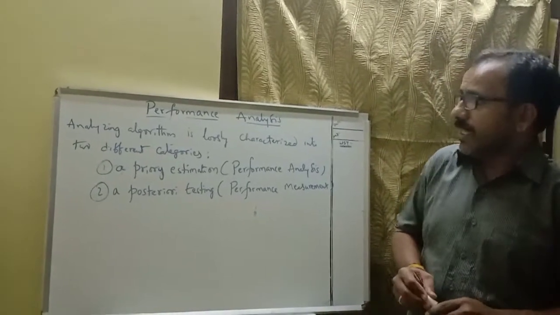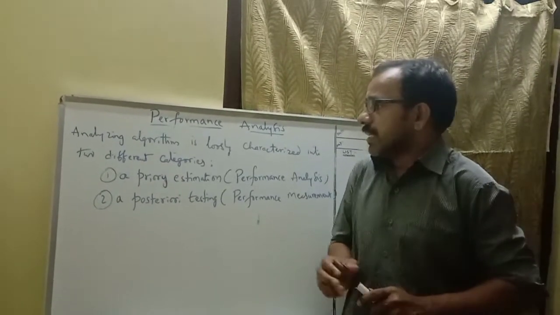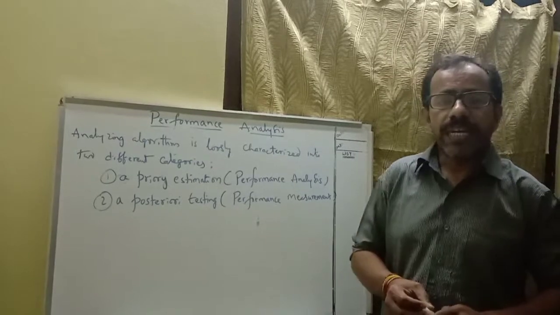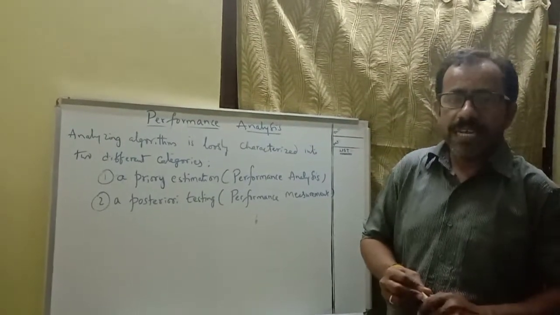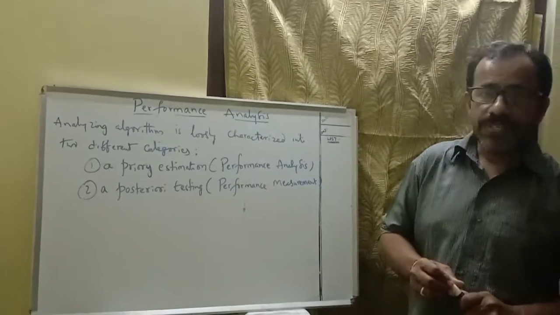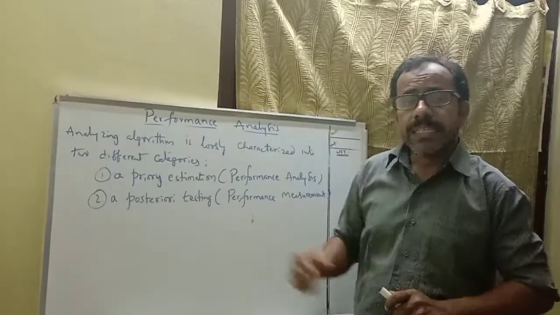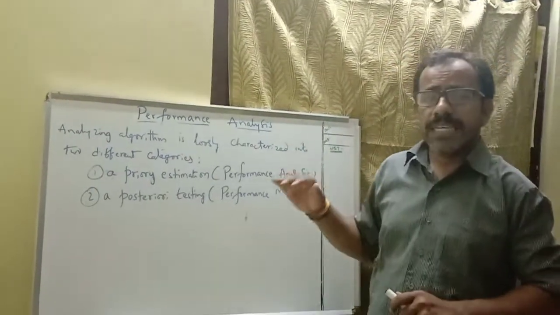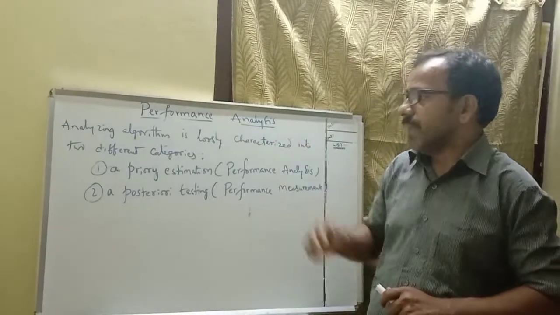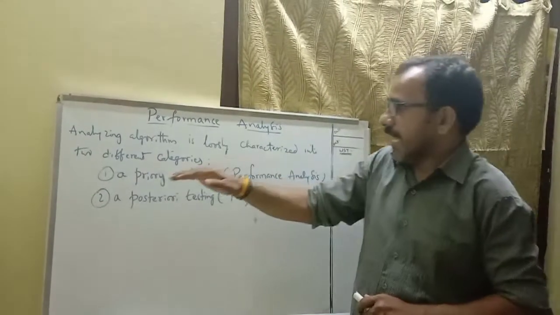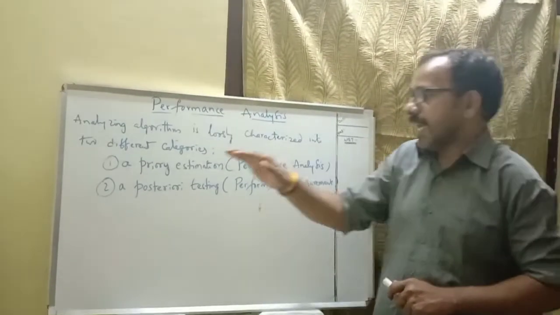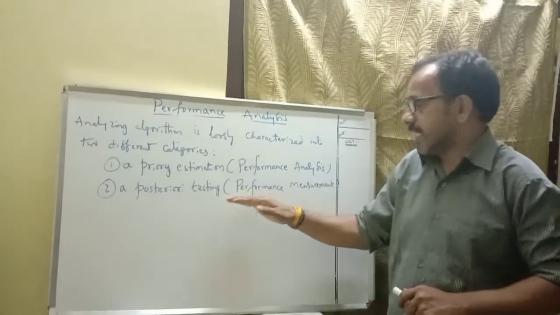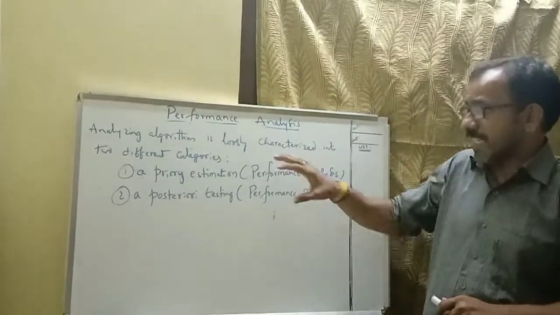In the last video, I discussed the algorithm properties or criteria of an algorithm. In this video, I am going to explain performance analysis. Generally, analyzing an algorithm is loosely divided into two categories. One is a priori estimation, which we call performance analysis, and another is a posteriori testing, which is called performance measurement. I will explain one by one.